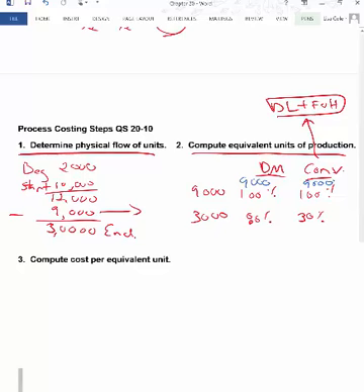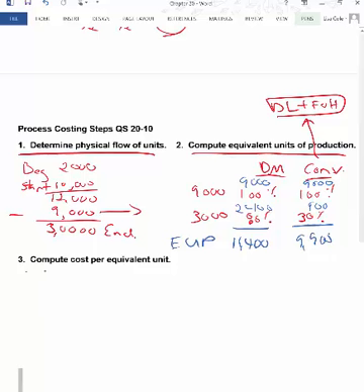As far as those units left in inventory, we want to take the 3,000 units times the 80%, and we get 2,400 equivalent units for direct material, and take 30% times the 3,000, and we get 900 units for conversion. So then we add those together, and my total equivalent units of production for direct material is 11,400, and for conversion it is 9,900. So those are my equivalent units of production.